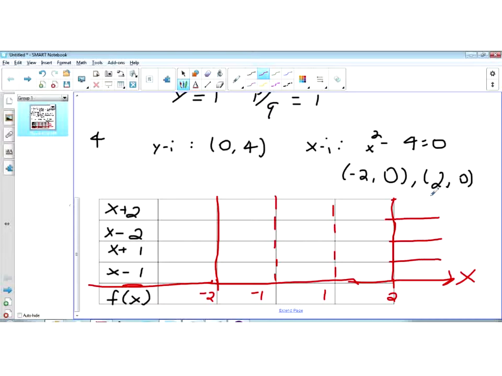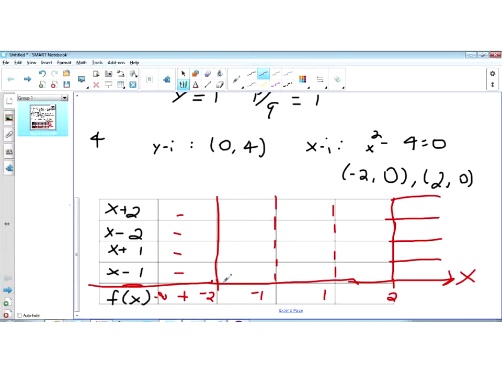Okay, so now we go and we start filling in the signs, right? So if we choose a number between -infinity and -2, and we plug it into each of the factors, we'll essentially have a negative number. And so a product and a quotient of 4 negative numbers is always positive. So between -infinity and -2, the graph is above the x-axis.